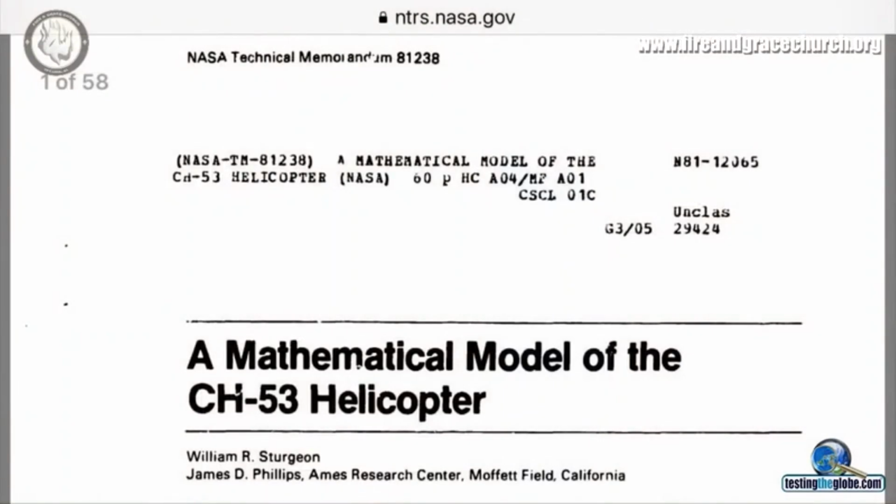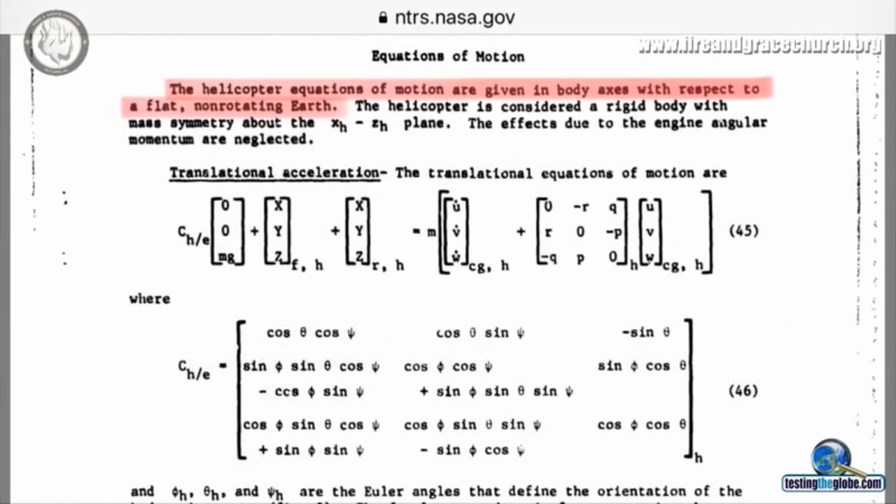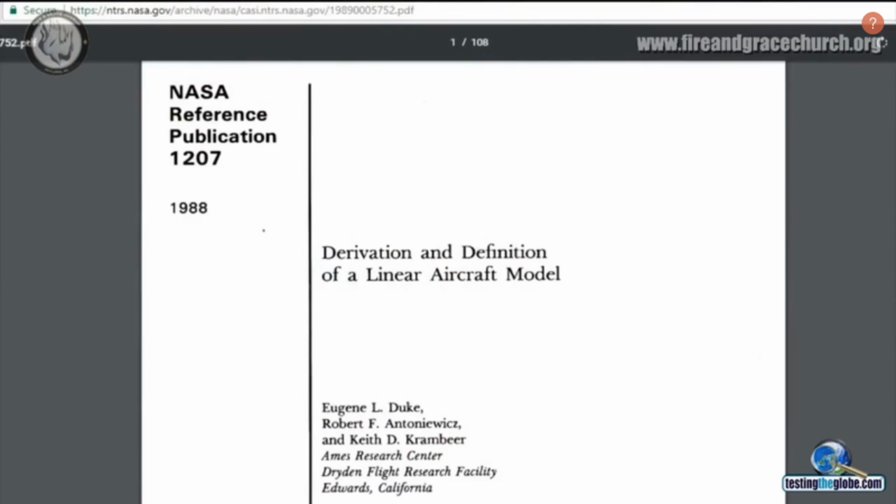What's this one? This is NASA Technical Memorandum, NASA.gov, mathematical model of a CH-53 helicopter. Equations of motion. The helicopter equations of motion are given in body axes with respect to a flat, non-rotating Earth. Meaning the helicopter takes off, it doesn't have to worry about the Earth spinning below it. You can look it up. Anybody out there watching and listening this morning, you can Google NASA document 1207. It'll take you straight to nasa.gov. You can pull up the PDF. You can read this for yourself.